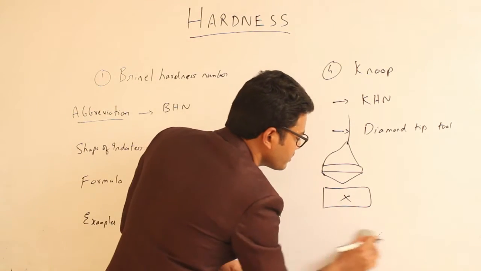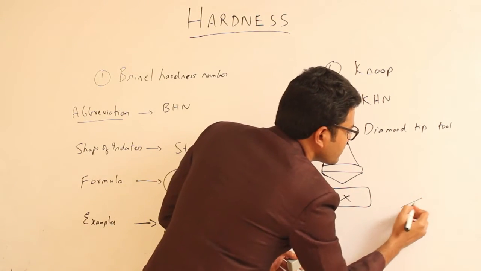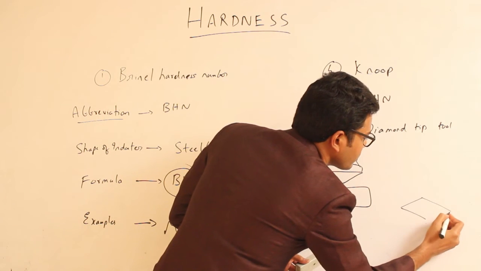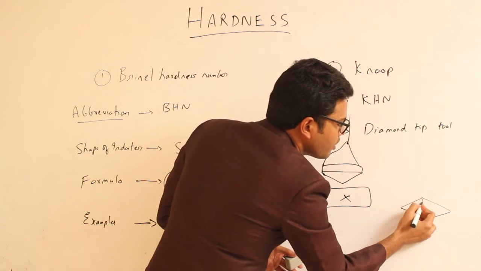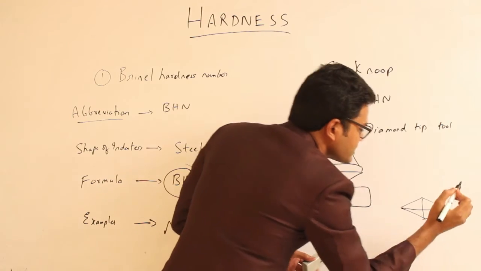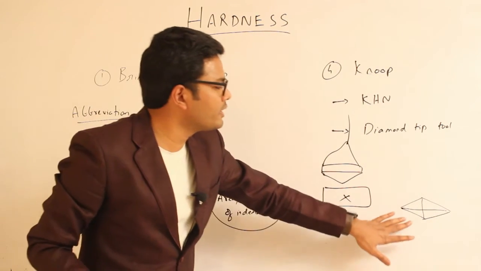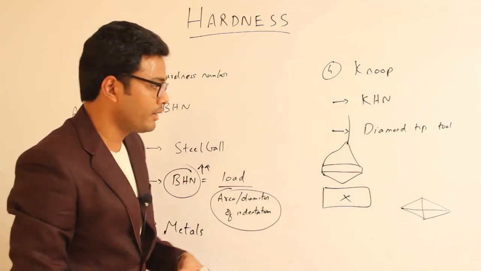Let me draw this again. So rhomboid is something like this. In a rhomboid we have a minor axis and a major axis. So this is the shape of the indentation obtained when load is applied.